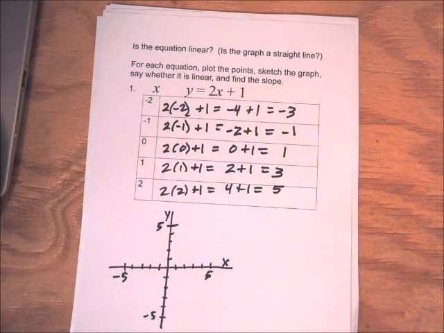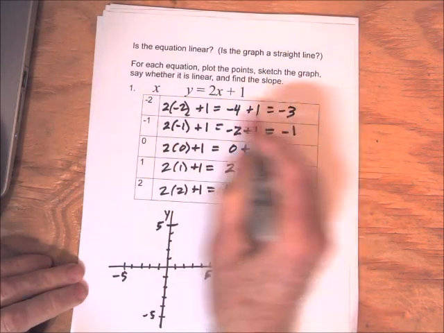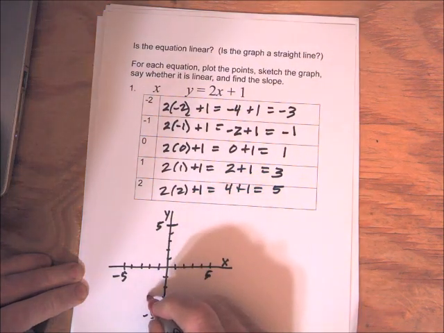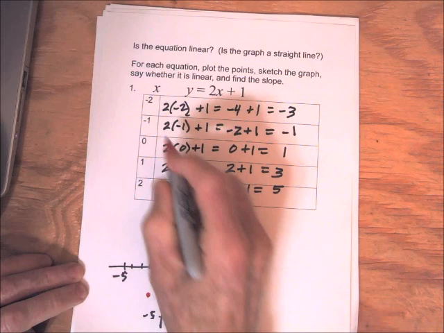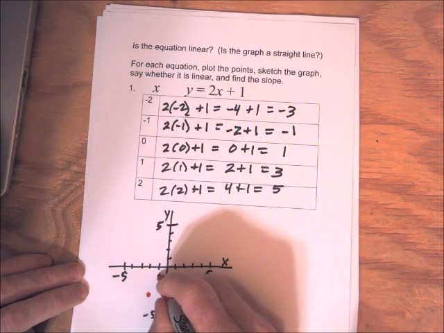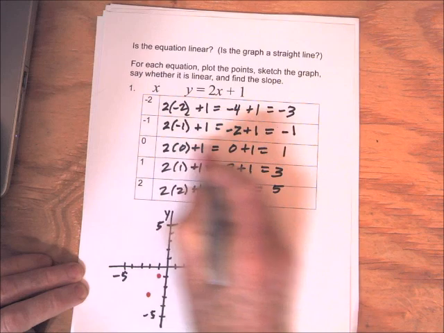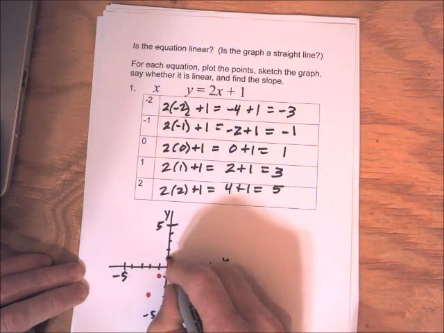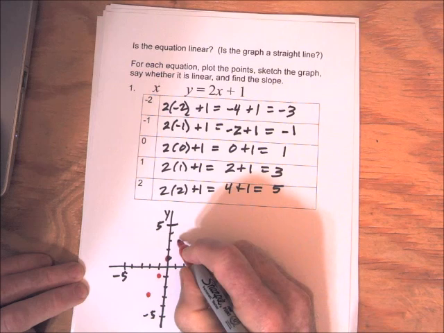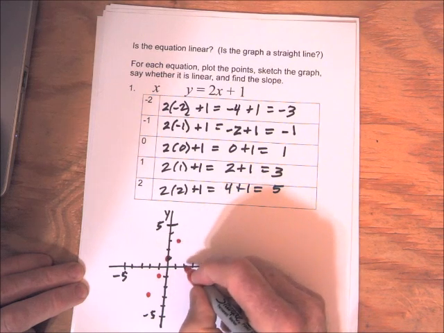The first point has x coordinate -2, y coordinate -3. So we want to go 2 to the left and down 3, and put a little dot there. Next point could be 1 to the left, down 1. And then we have 0 left or right, up 1. That's right on the y axis. 1 to the right, up 3. And 2 to the right, up 5.